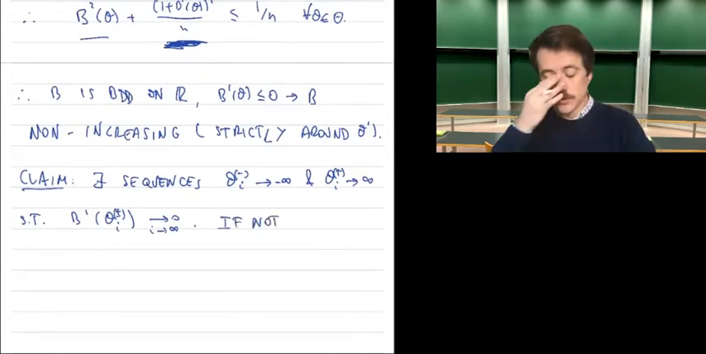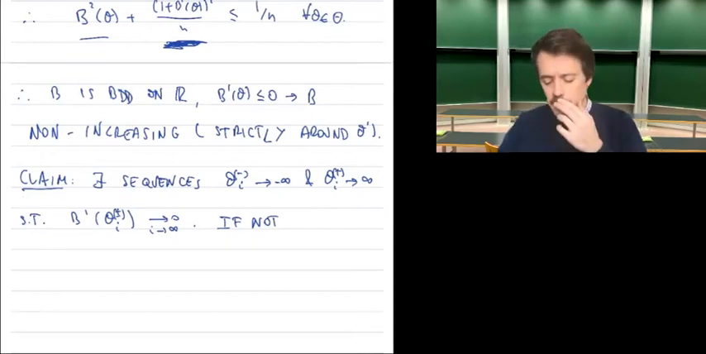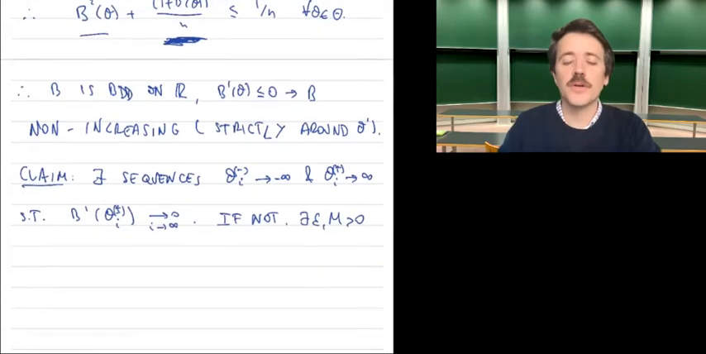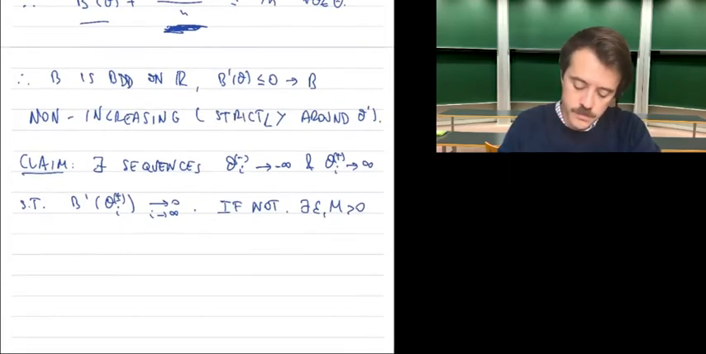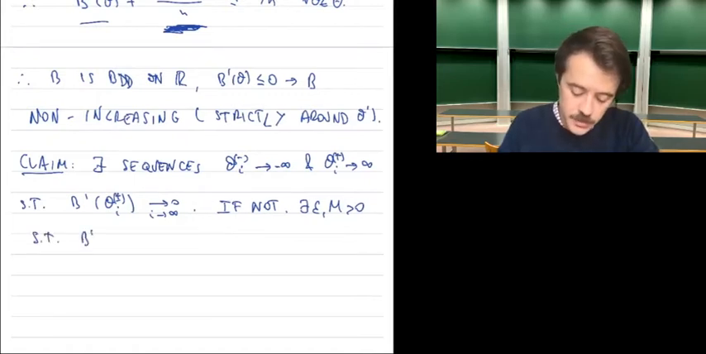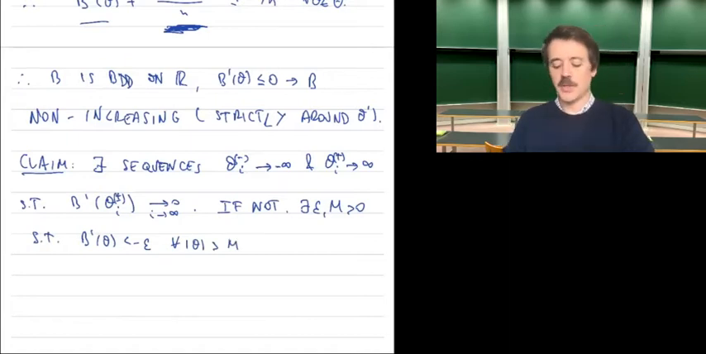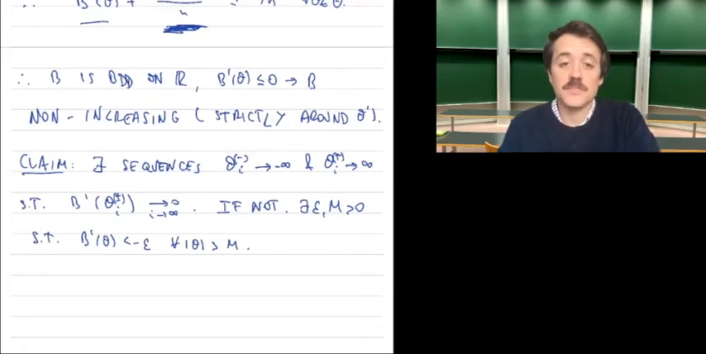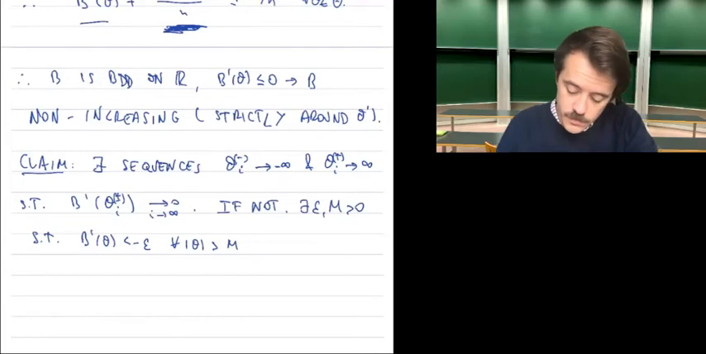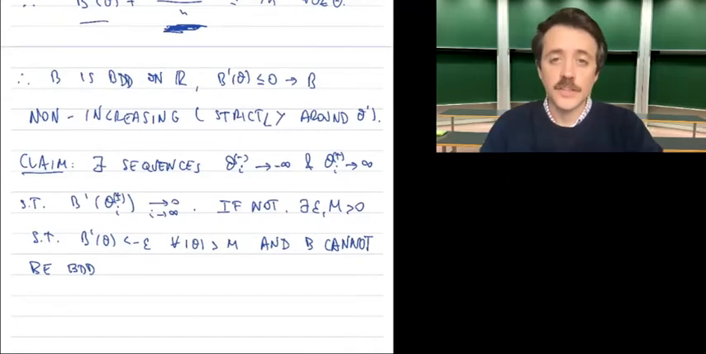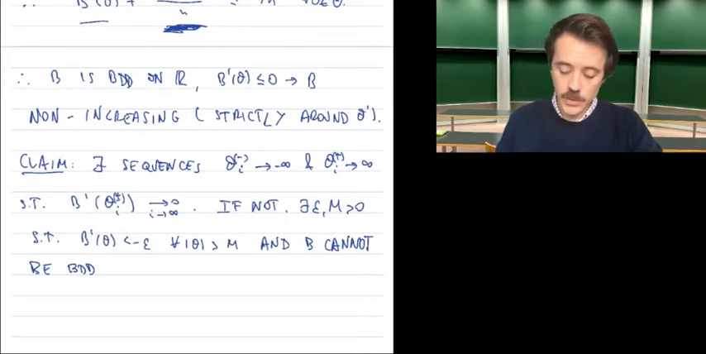So if not, again, we argue by contradiction. If it weren't going to 0, then it means that for some epsilon and M greater than 0, the following happens: B prime of theta is going to be less than minus epsilon for all theta in absolute value larger than capital M, right? So what does this mean? Well, it means that B cannot be bounded, right? Because, I think it's clear, yeah? Right. Okay, so we reach a contradiction, and therefore we can assume that we have these two sequences.